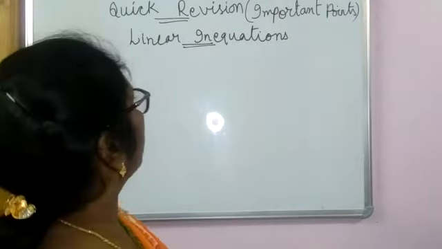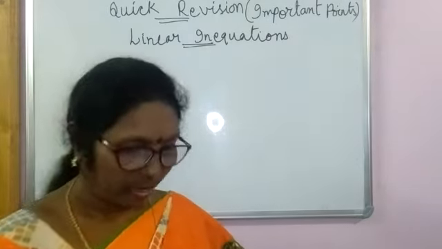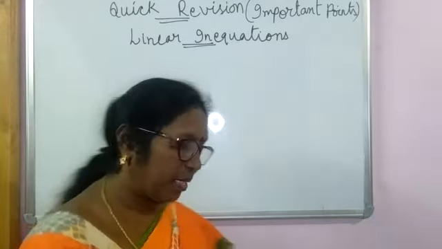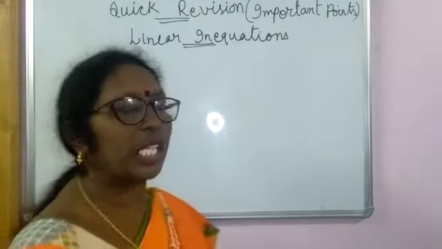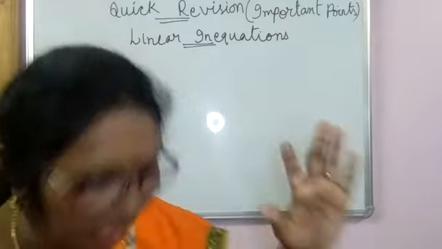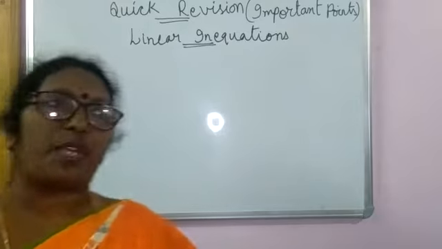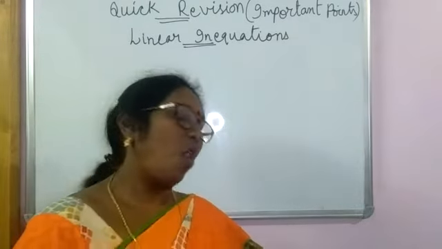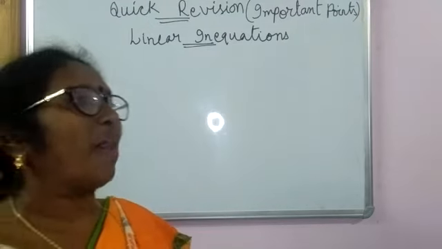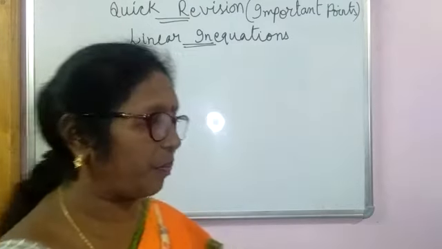Hello. Now let us have a quick revision of linear inequations. At this stage, I need not explain what a linear inequation is. If two expressions are not equal, it is said to be a linear inequation. A very important point here is that when you add, subtract, multiply or divide both the sides of an inequation by a positive integer, the sign of inequality won't change.